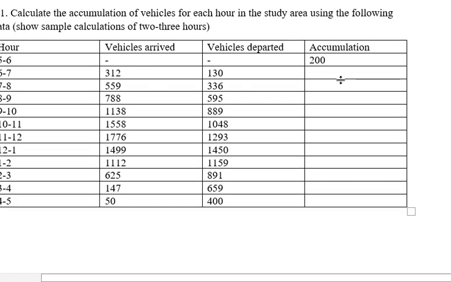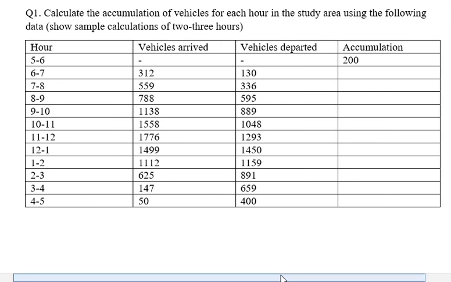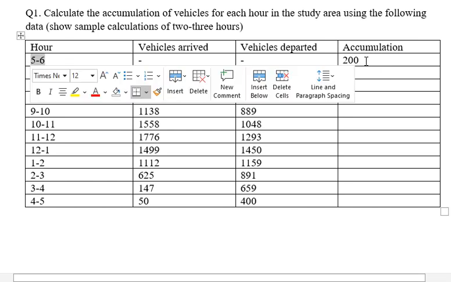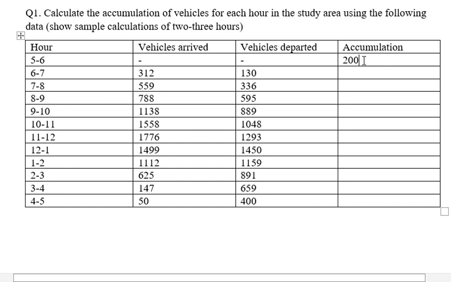So in this example, we are calculating the number of vehicles accumulated in the area. I'm again starting with an example related to volume studies. They did a volume study for an area, basically a cordon study, a cordon count. When they started the study, for the first hour, they just found how many vehicles were already in the area, which is 200.